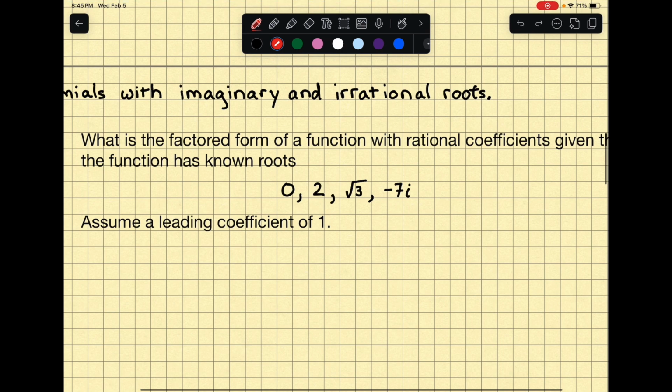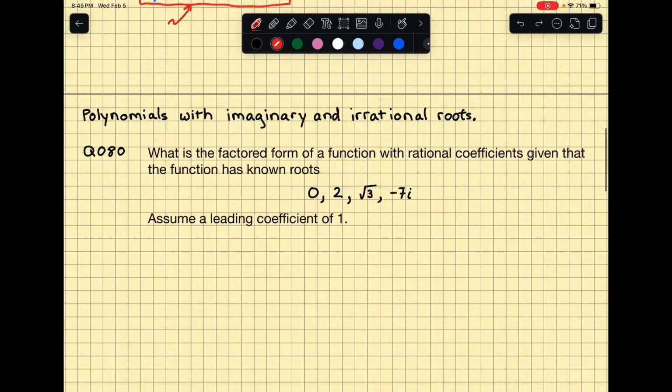This question is asking, what is the factored form of a function with rational coefficients given that the function has known roots of all these guys right here? So there's at least 4 known roots, and there might be some more. Assume we have a leading coefficient of 1. Okay, here's what we like about this problem. It's asking us what is the factored form.